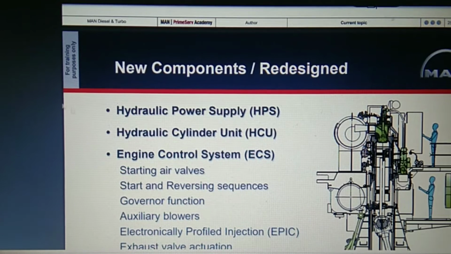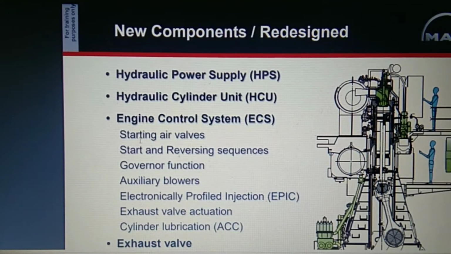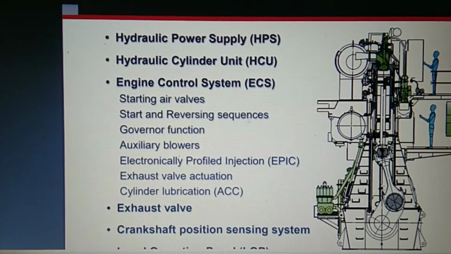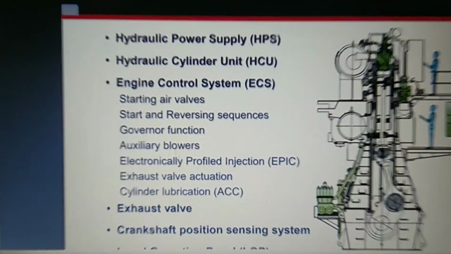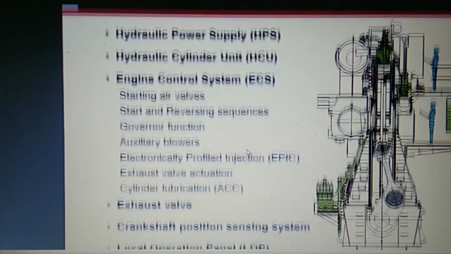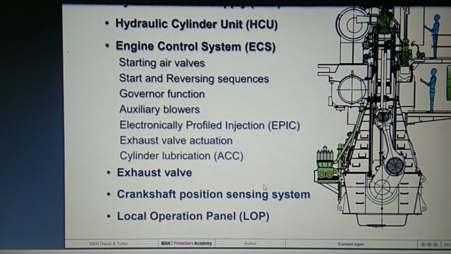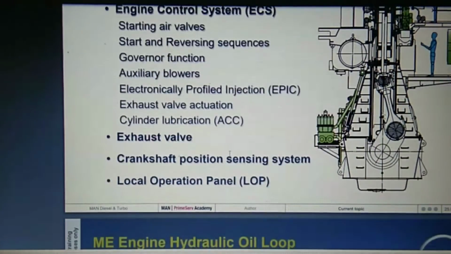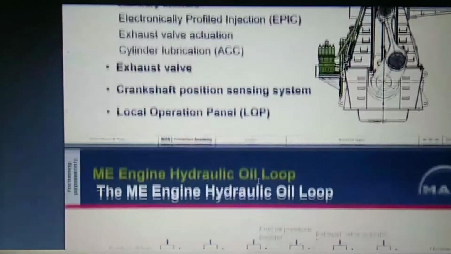So the new components are the hydraulic power supply unit HPS, hydraulic cylinder unit HCU, and engine control system ECS. What does the ECS, engine control system, include? Starting air valves, start and reverse sequence, governor functions, auxiliary blowers, electronically profiled injections, exhaust valve actuations, cylinder lubrication. So all this is included in the engine control system. Then crankshaft position sensors are there, crank angle or crank encoders are there, and the local operating panel is also there.